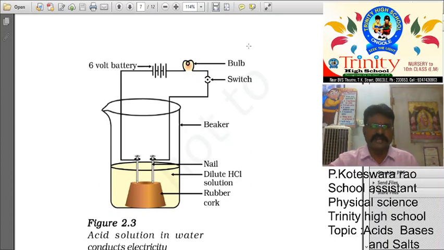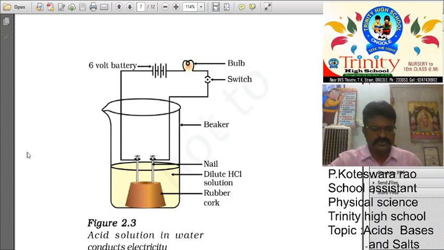And what about the procedure? First of all, arrange all the apparatus as shown in the figure. One colored wire is attached here and to this one, and the other colored wire is attached to the graphite rod and to the bulb along with the switch. Then, one by one, the first solution is glucose, and we pour it here. Then switch on and observe whether the bulb is glowing or not. If the bulb is glowing, yes. If the bulb is not glowing, no.